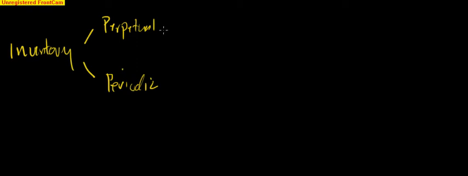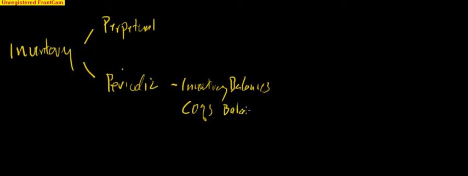Perpetual system. It's perpetual in the sense that it's always updated. Periodic. It's not always updated. It's updated periodically. And the question is, what is the it that is being updated periodically? It's the inventory balances and the cost of goods sold balances that are updated on a periodic basis, usually at the end of a period.